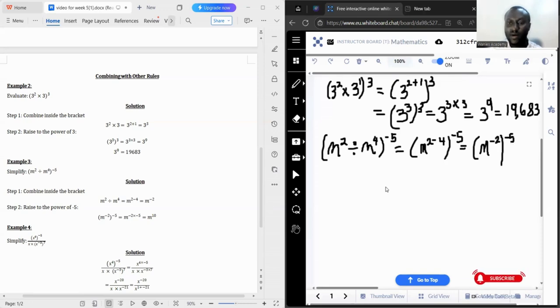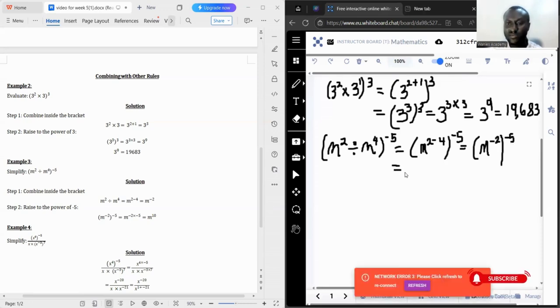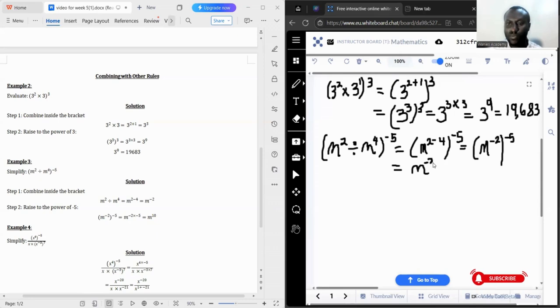From here, we apply the power of a power rule, which says that m raised to power negative 2 multiplies negative 5. Then this becomes m raised to power negative 2 multiplied by negative 5, which makes it 10. Therefore, our final answer there is m raised to power 10.